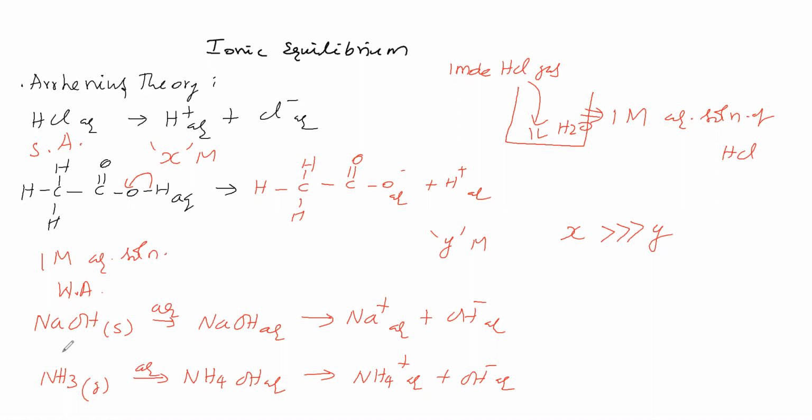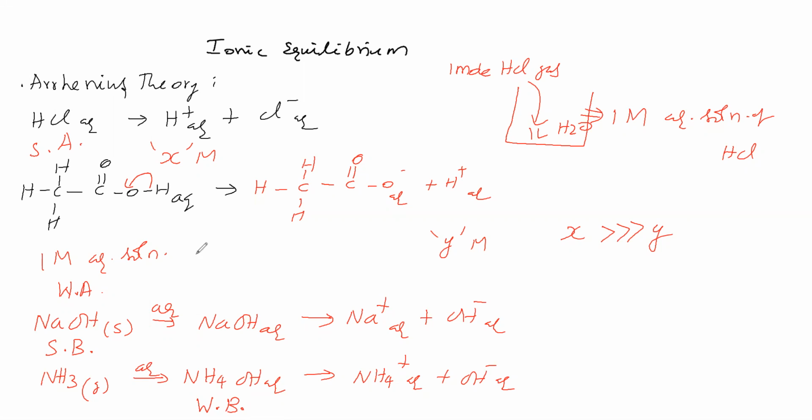Now sodium hydroxide dissociates to a larger extent and gives a larger concentration of OH minus ion. Therefore sodium hydroxide is a strong base. Ammonia dissociates to a lesser extent and gives a lesser concentration of OH minus. Therefore ammonium hydroxide is a weak base. So as per Arrhenius theory, a strong base dissociates to a larger extent in aqueous solution, and a weak base dissociates to a lesser extent in aqueous solution.